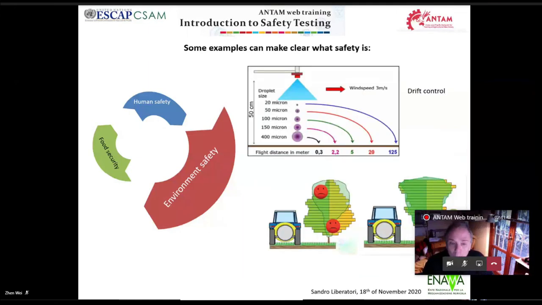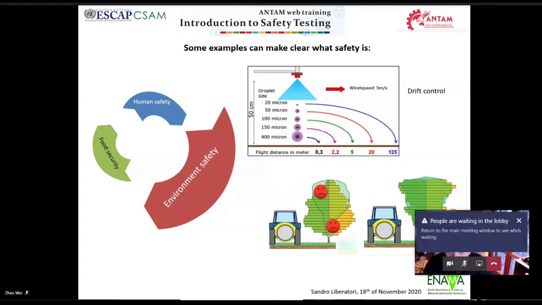We're dealing always with environmental safety, and we see here some technical aspects that are important and can really reduce and optimize the use of chemicals. The dimension of the droplets, because a higher dimension means lower drift. And the two pictures at the bottom are very simple to understand: how to regulate a machine. A machine that is properly regulated can really have a better distribution of the chemical according to the crop being treated. We see an orchard sprayer here in the first picture.